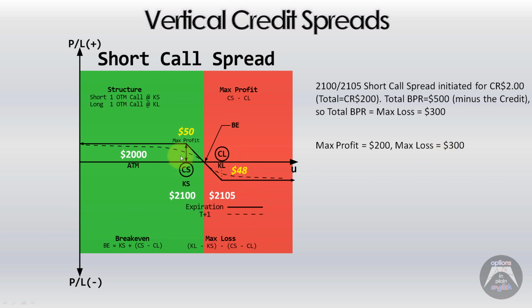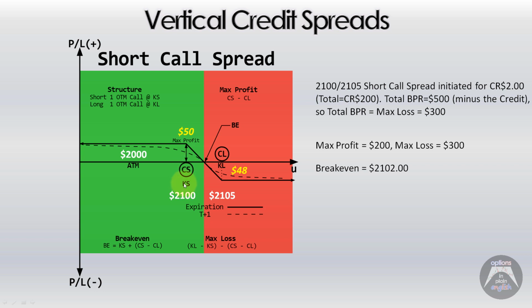Now, it doesn't matter that this underlying is a very expensive one. This might be a stock that's trading at around $2,000. It doesn't matter. Your risk and your reward are $200 is your max profit and $300 is your max loss. This is a very interesting feature of vertical spreads. They allow you to take on a position not having to put on a lot of money to have this position on. The break even is going to be 2102.